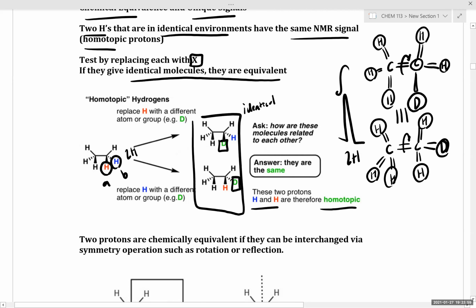Oh, okay, I see it. Does that make sense? Yes, thank you. Generally, if you have two identical substituents on a center, then that center likely has an axis of symmetry of some sort.